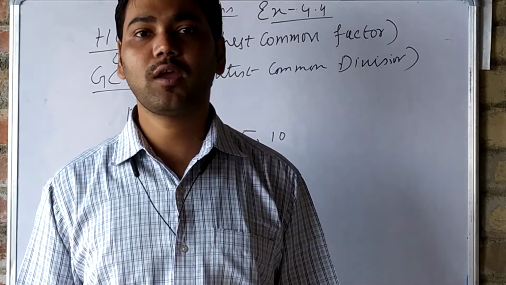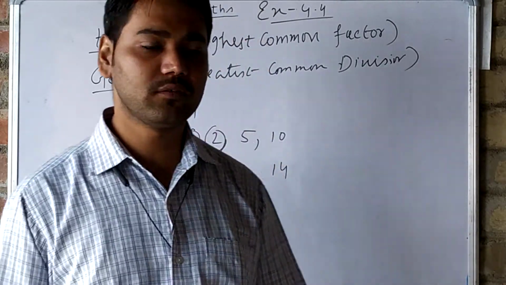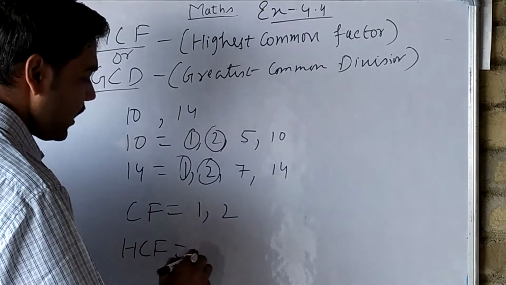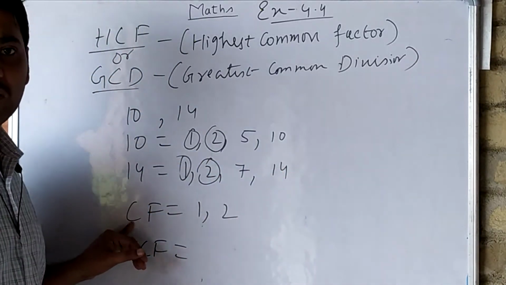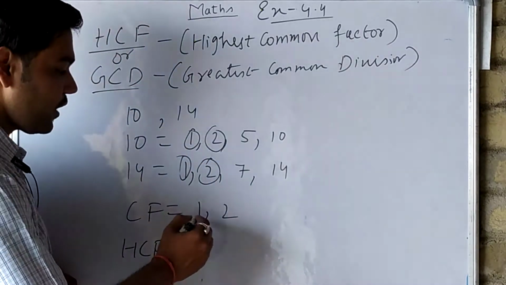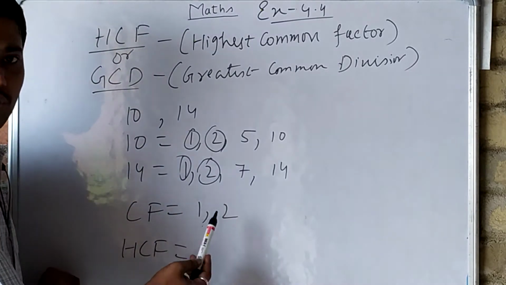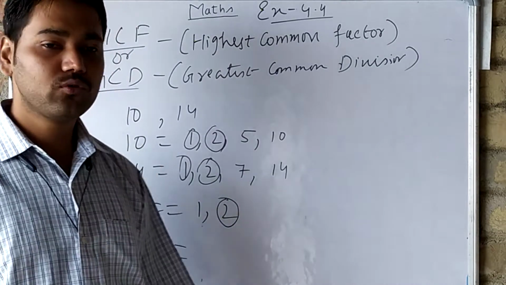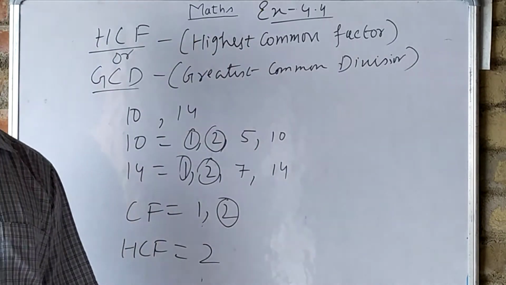Now what do we have to find? We have to find the HCF in this case. HCF will be the highest common factor. Among the common factors, the highest one will be known as HCF. So which is the highest one between 1 and 2, because the common factors are 1 and 2? The largest one is 2. So HCF will be 2. Understand?